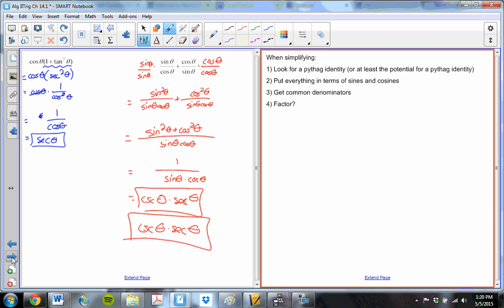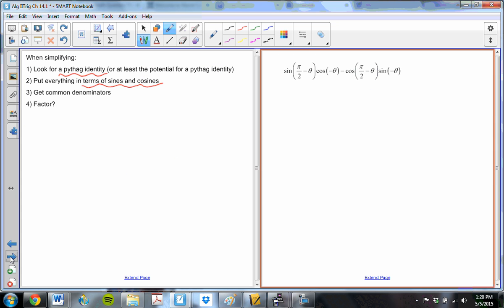Just a couple more. In your book, here's some strategies. Always look for a Pythagorean identity whenever you can. Put everything in terms of sines and cosines when you can. And after you've done those 2 things, there's just a few things you try, like getting common denominators, or factoring, or substituting things that are equal for other things. You kind of just have to guess and play around with stuff to try and make this work.